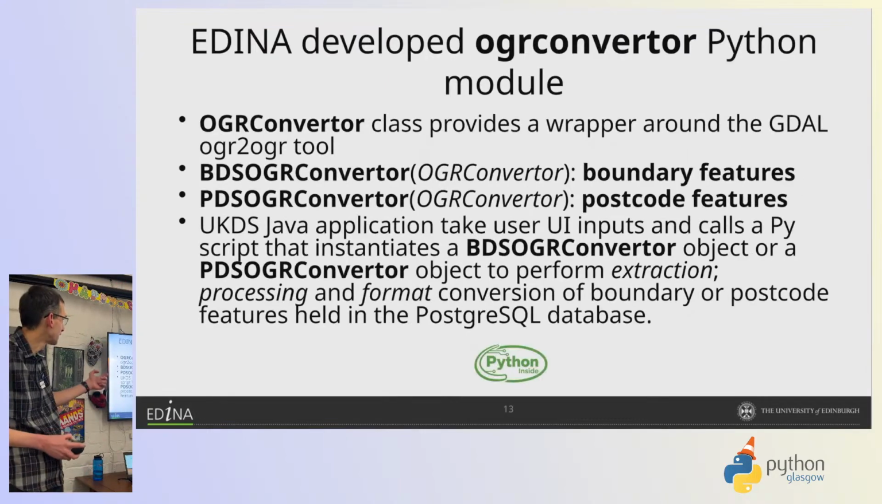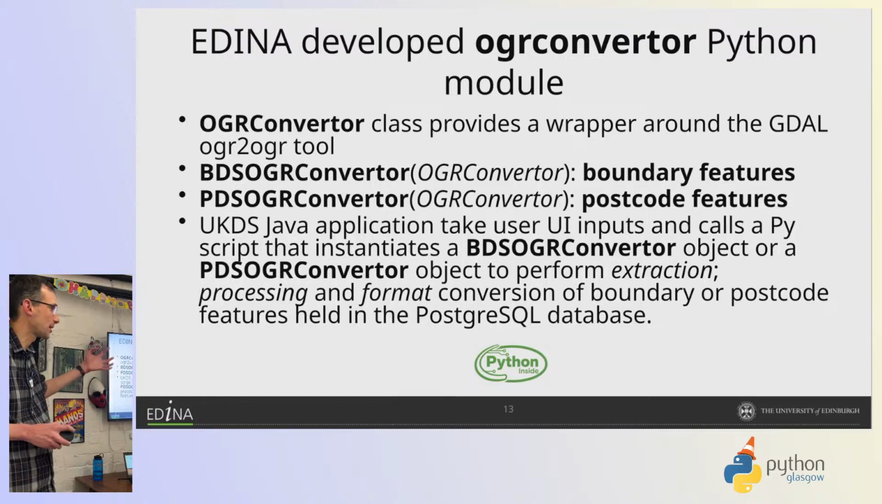And so what EDINA have done, we've created our Python wrapper around the OGR to OGR command line tool. So we've got an OGR converter class, which wraps the OGR to OGR tool. And then we have two subclasses, which use the OGR converter tool specifically to service those requests for the boundary data or the postcode data.